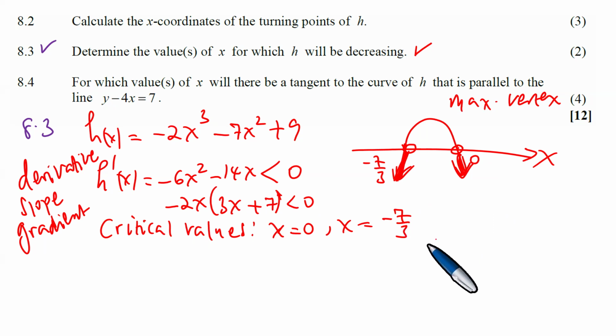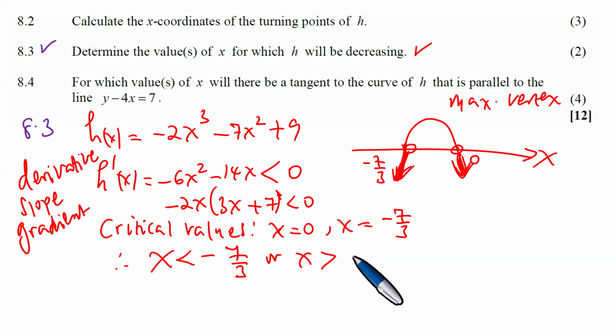So what is then the answer? As a conclusion, we say that x is less than minus 7/3, or x is such that it is bigger than 0. We go to the right of 0, which is bigger than 0. We go to the left of minus 7/3, so that x is less than minus 7/3. And this here is the answer to the problem.